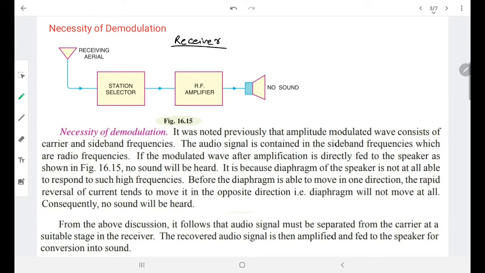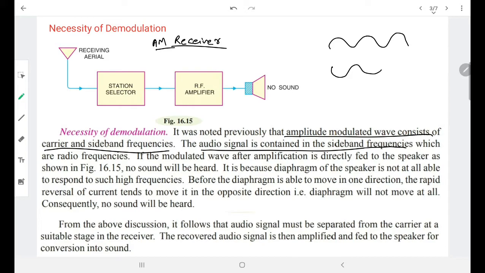Here we are explaining the process happening in an AM receiver. In an AM receiver, the amplitude modulated wave initially contains both the carrier and sideband frequencies. The audio signal is contained in the sidebands, which we have studied in the frequency spectrum of AM modulation. The audio signal is the envelope of the AM wave. I think you remember this figure. This is the AM modulated wave, and the envelope is the audio signal.